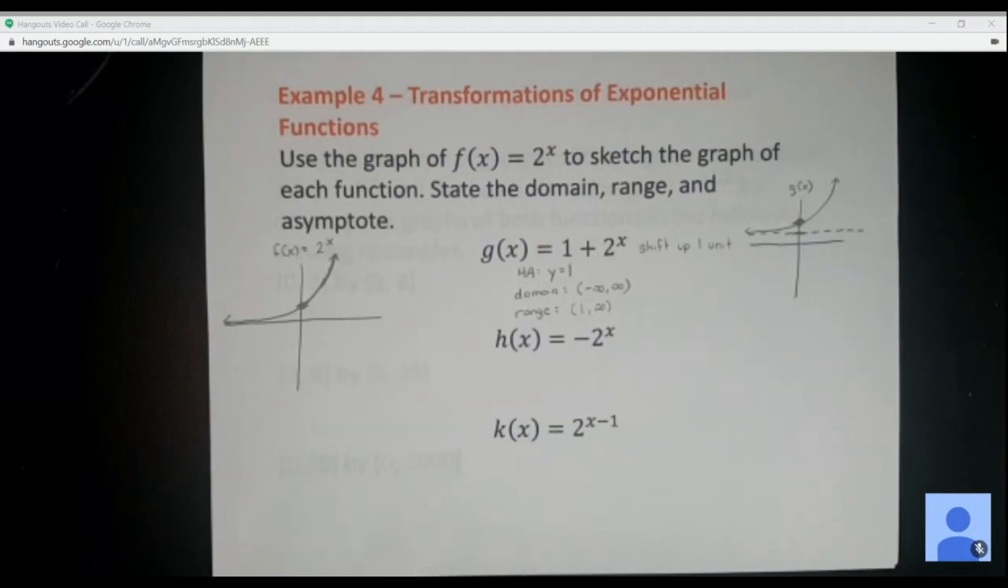Any questions about any of those pieces once we do that transformation now? All right. Let's look at h of x. So what type of transformation are we going to have this time?